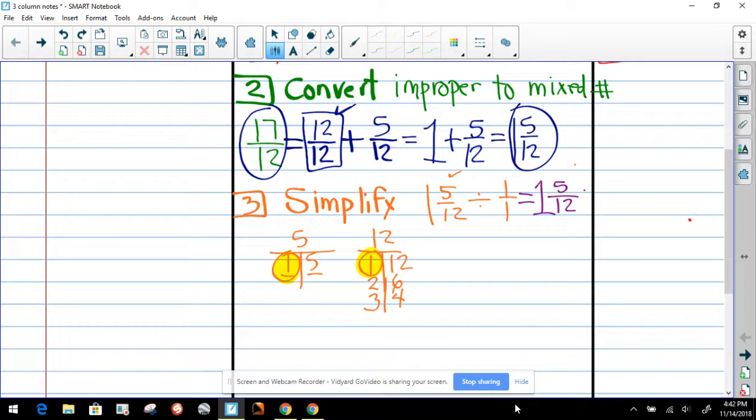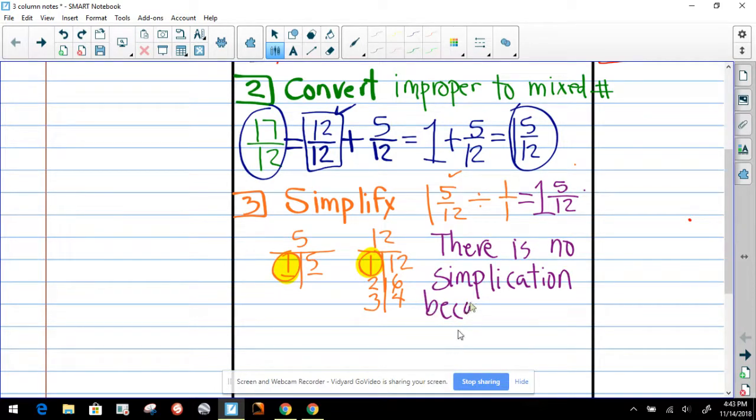So now in this case, my friends, there is no simplification. On this one, I can say there is no simplification, because the only common factor is 1.